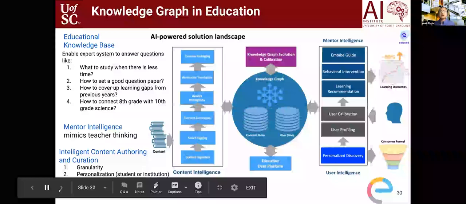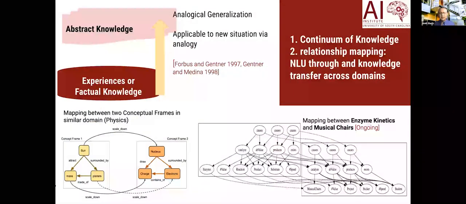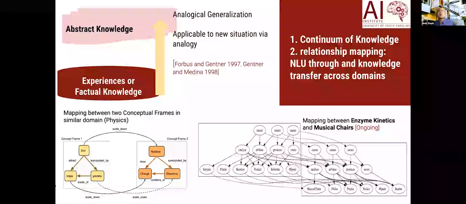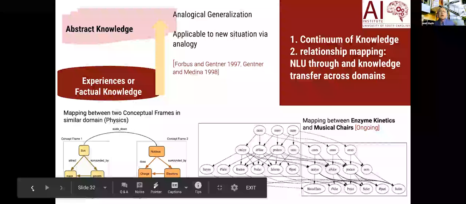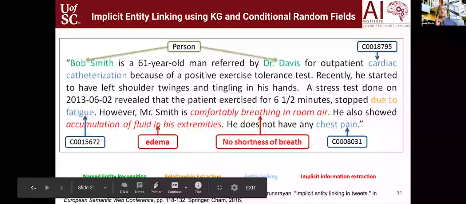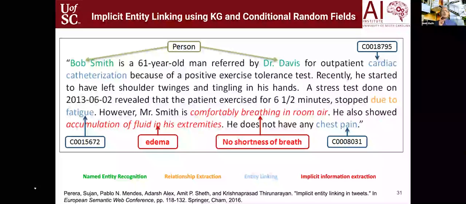Here I deal with a situation very quickly. We worked on something called implicit entities. And you want to figure out that accumulation of fluid in its extremities is edema. And understanding this kind of thing is extremely difficult.